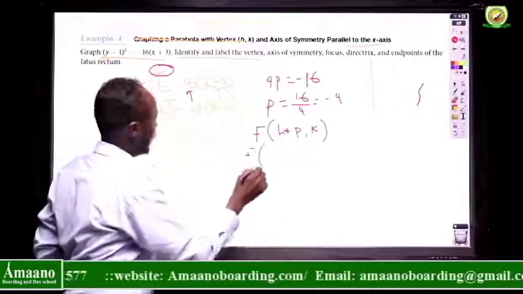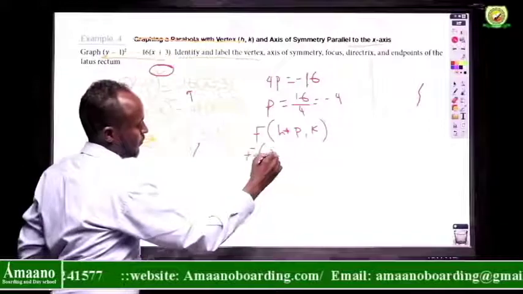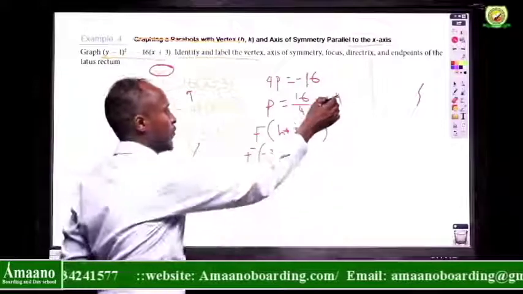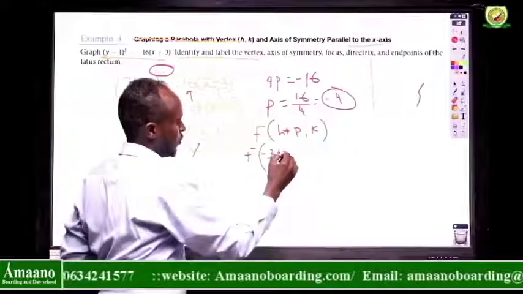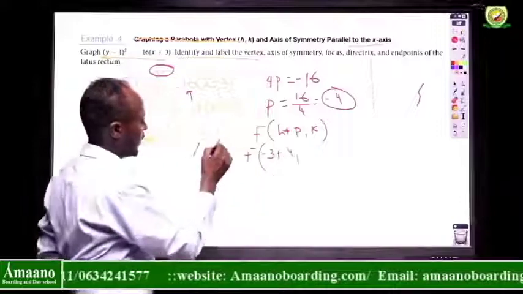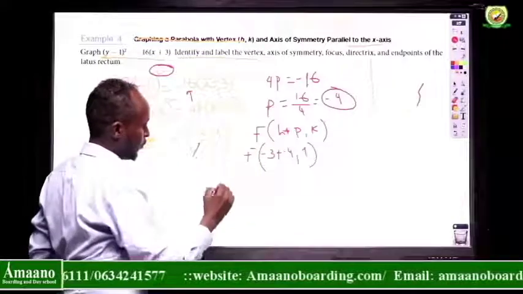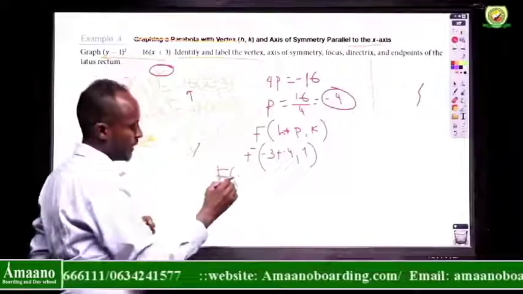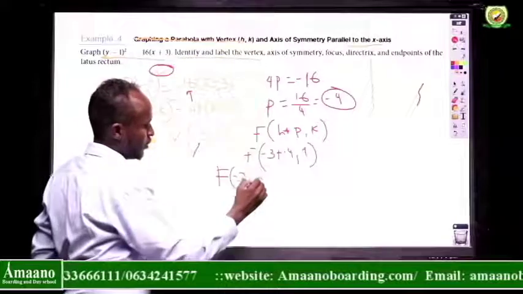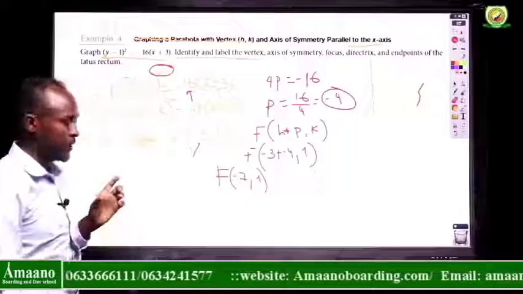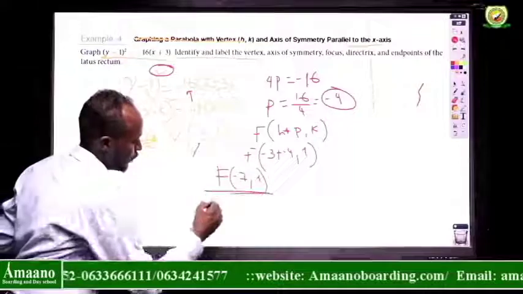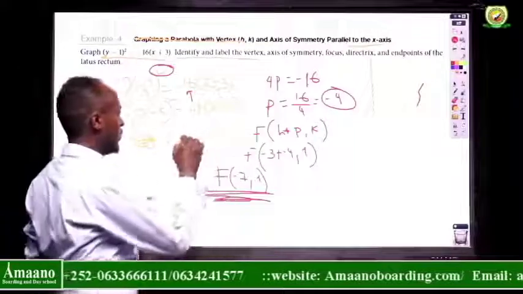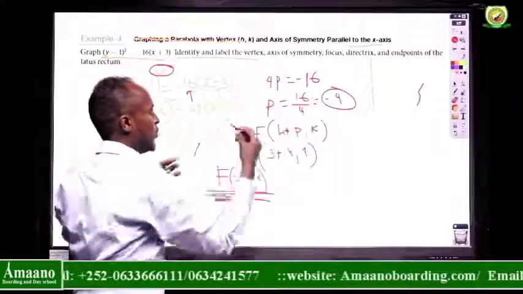What was the value of h from here? It's minus 3. Plus, what is our value of p from here? It's minus 4. k is 1. Therefore, the coordinates of the focus are minus 7, 1. Those are the coordinates of the focus. Simply, we have h and p, and we add them.